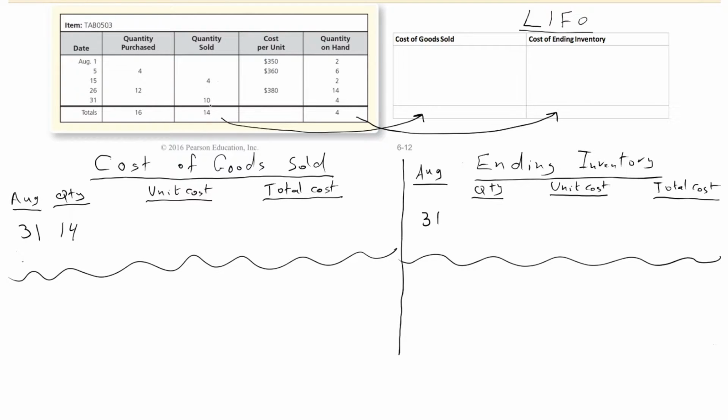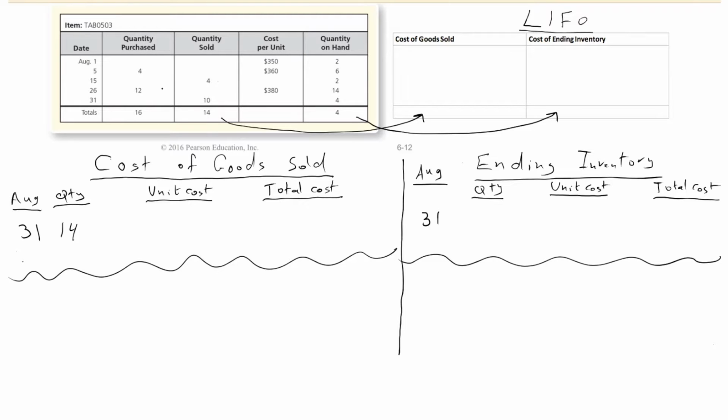Now, let's look at the last purchase we had before the August 31st. Remember, this is LIFO. We have to start selling from the last purchase we had. Look at the 12 units. Although you might have sold some of your units before you did the purchase for those 12 units, with the periodic method, we're going to ignore that, and we will still be taking our first units sold out of the 12.